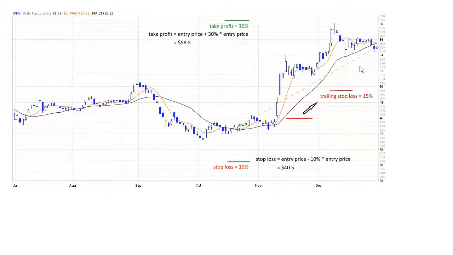We see that the level for a take profit order is here, and it will automatically close out a position, allowing us to lock in our profit.